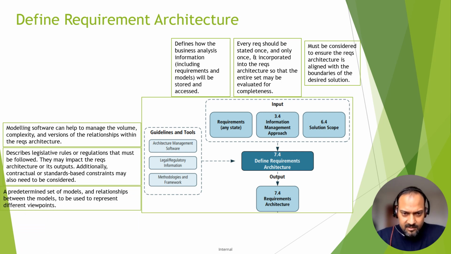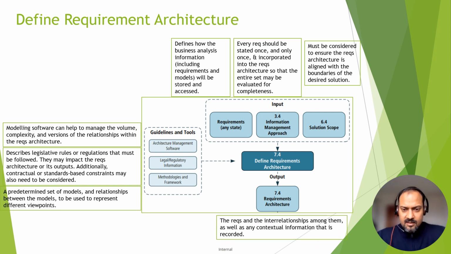Then we have methodologies and the frameworks. So a predetermined set of models. Just for the analogy, we have used kitchen, right? And then we have a hall, then bedroom. These are different models we said. In a similar way, we have industry standardized models used to define the requirement architecture. So a predetermined set of models and relationships between the models to be used to represent different viewpoints. Like I said, the kitchen is one viewpoint, right? For that viewpoint, we have a kitchen model that would tell how the elements inside the view will be associated with each other. And then we have the output, which is requirements architecture, the requirements and the interrelationships among them, as well as any contextual information that is recorded.